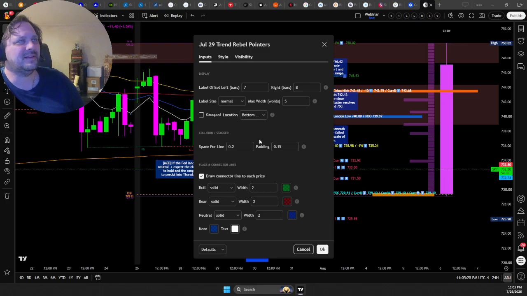What else was in the settings here? Anything in the settings I want to mention? You could change your colors and everything. So you guys all know I'm colorblind, so I like to use bright, crazy things so I can see them all. But this is all it is there.